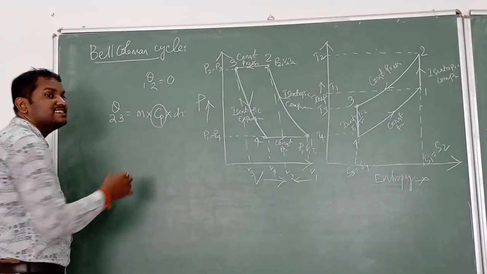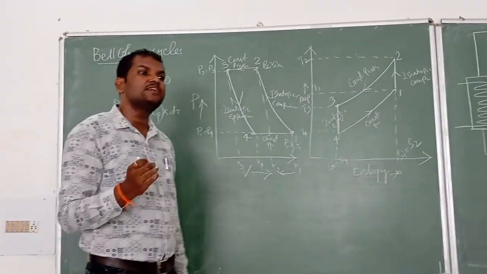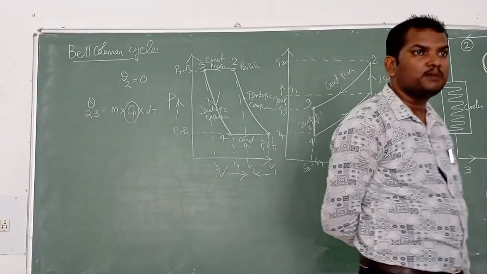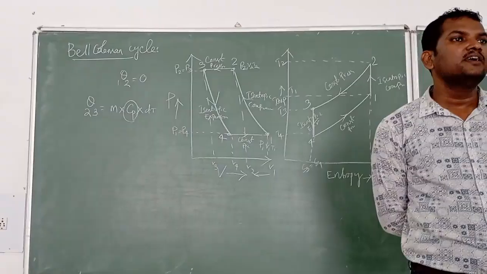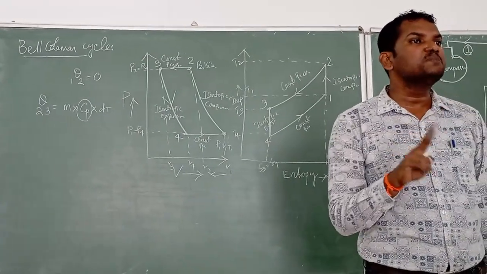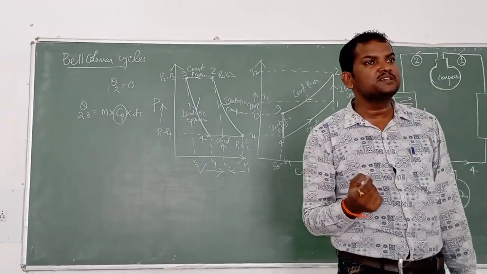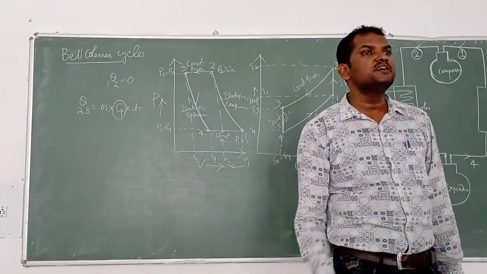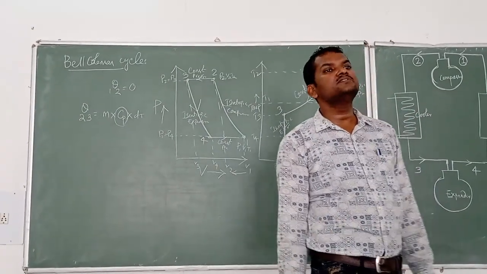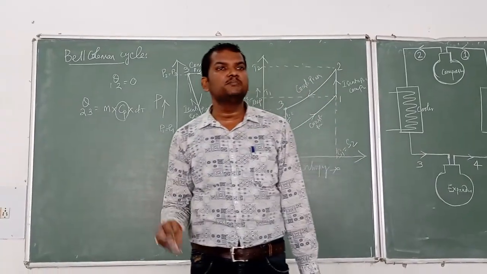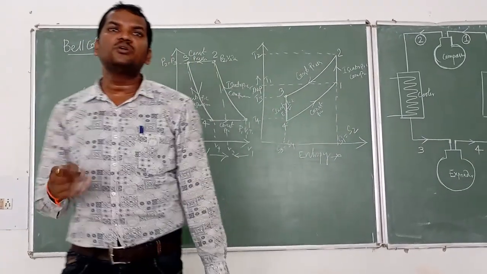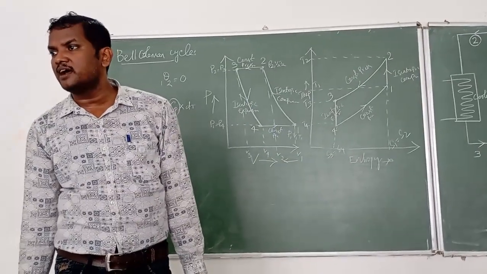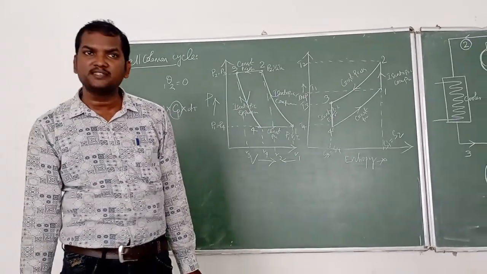Here a word is specific heat. What is specific heat? It is the amount of heat required to raise the temperature of a unit mass of gas through 1 degree. In gases there are two types of specific heats: specific heat at constant pressure Cp and specific heat at constant volume Cv. Specific heat at constant pressure is the amount of heat required to raise the temperature of a unit mass of gas through 1 degree when it is heated at constant pressure. What is the value of Cp? 1.005 kJ/kg K.